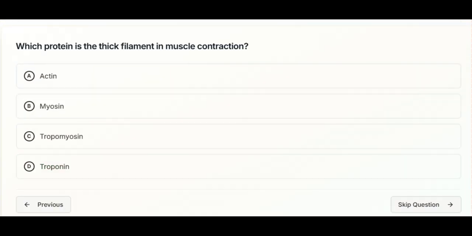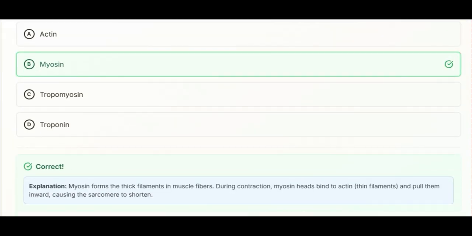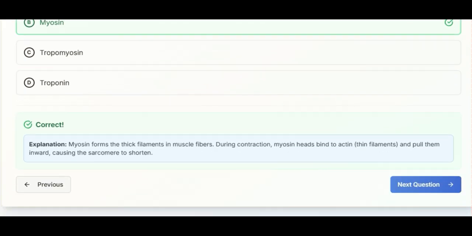Which protein is a thick filament in muscle contraction? Actin, myosin, tropomyosin, or troponin? Myosin. Myosin forms the thick filaments in muscle fibers. During contraction, myosin heads bind to actin, the thin filaments, and pull them inward, causing the sarcomere to shorten.